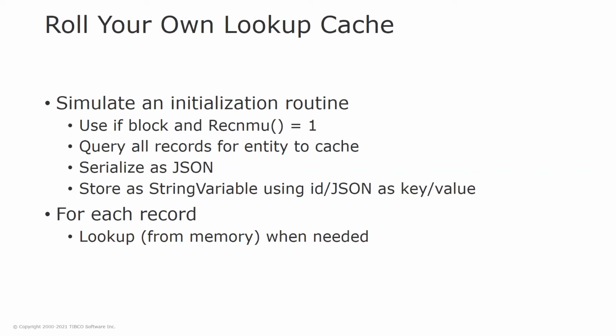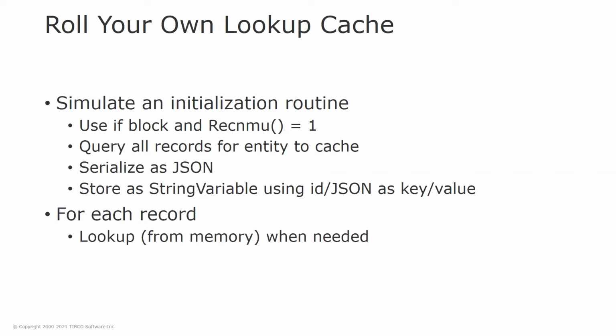Say you have a lot of records, or there's more records than you'd be able to store in a cache, because lookup caching only has a finite storage space, or there's some other reasons that you're finding that you're not getting the performance you need. What we're going to do is we're going to roll our own lookup caching. So the first thing we want to do is simulate an initialization routine.